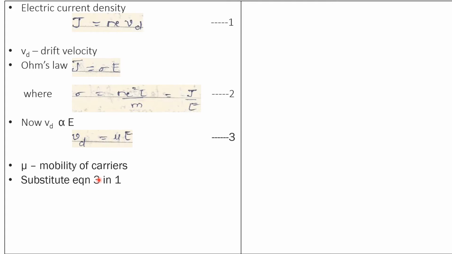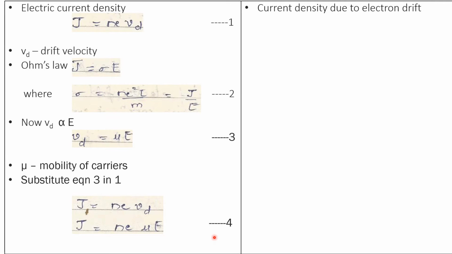Now the drift velocity V_D is proportional to E, which can be written as V_D = μE, equation 3, where μ is the mobility of the carriers. Substituting equation 3 in 1, we get J = N e μ E, equation 4. Current density due to the electron drift can be written as J_n drift = N e μ_n E. So equation 4 we are writing in this form.